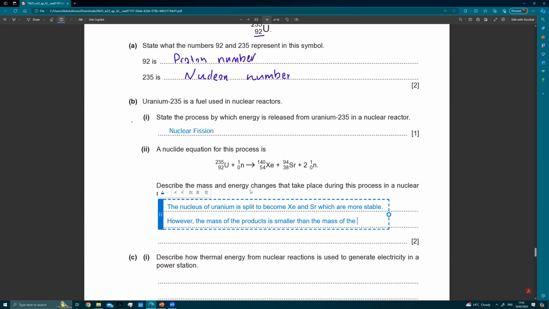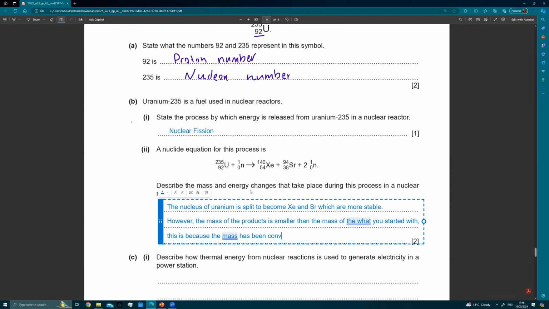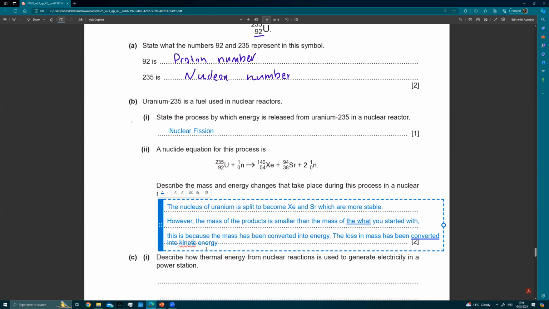What's that called? My English is not Englishing today. You have your products and you have the opposite of products, the constituents. Anyway, you get what I'm saying. The mass of the products is smaller than the mass of what we started with. This is because the mass has been converted into energy. Or we could say that the loss in mass has been converted to energy. Now, what sort of energy is it? It's kinetic energy, right, not thermal or anything, it's just kinetic energy.